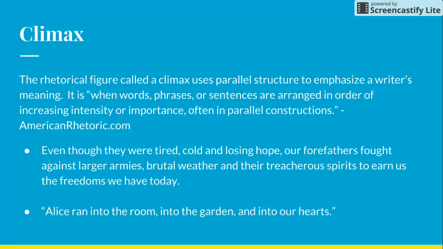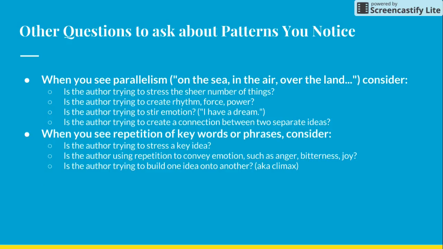And again, these are each building in intensity. So the soldiers or forefathers went from being tired, and they eventually lost hope or were losing hope. And their enemies were everything from armies all the way to their own personal betraying spirits. And it seems that those betraying spirits were the biggest enemy they had to fight against. And the second example: Alice ran into the room, into the garden, and into our hearts. Again, the parallel structure and increasing importance shows that Alice became more and more important to the people being described.